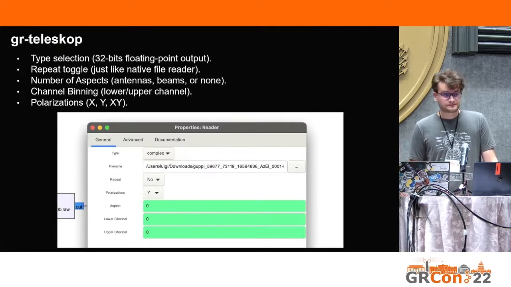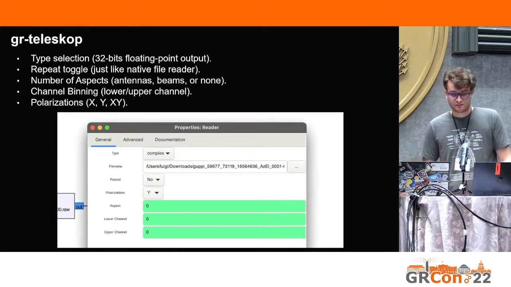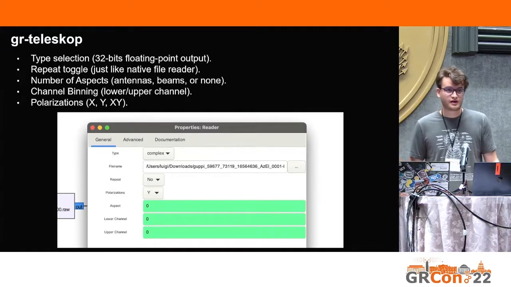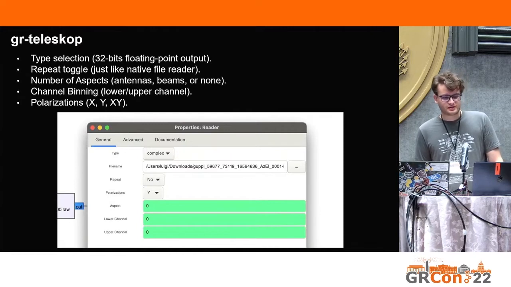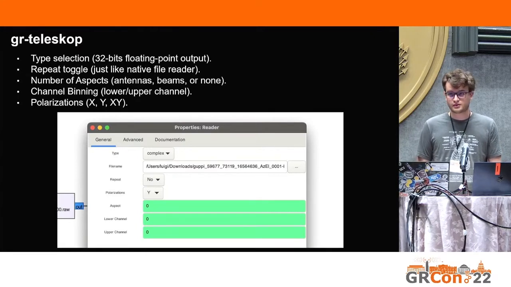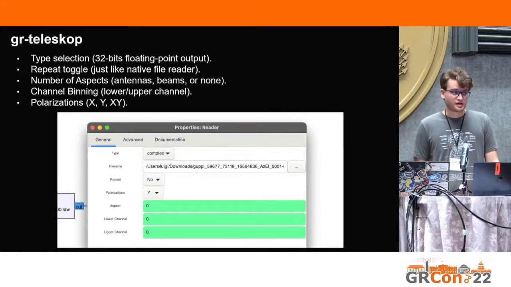And lastly, you can choose the channel binning. So the file data is already pre-channelized, and sometimes we have a large frequency bandwidth. So instead of doing computation just to filter the data afterwards, we gave the user the possibility to specify which channels they are interested in.